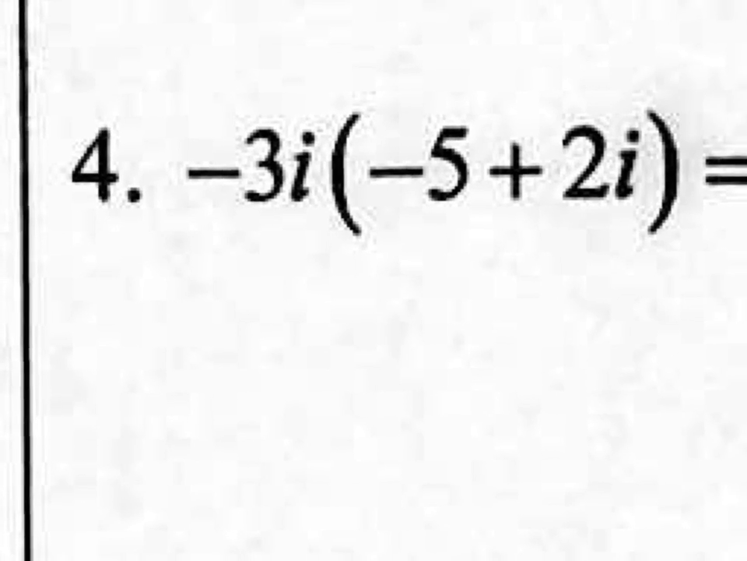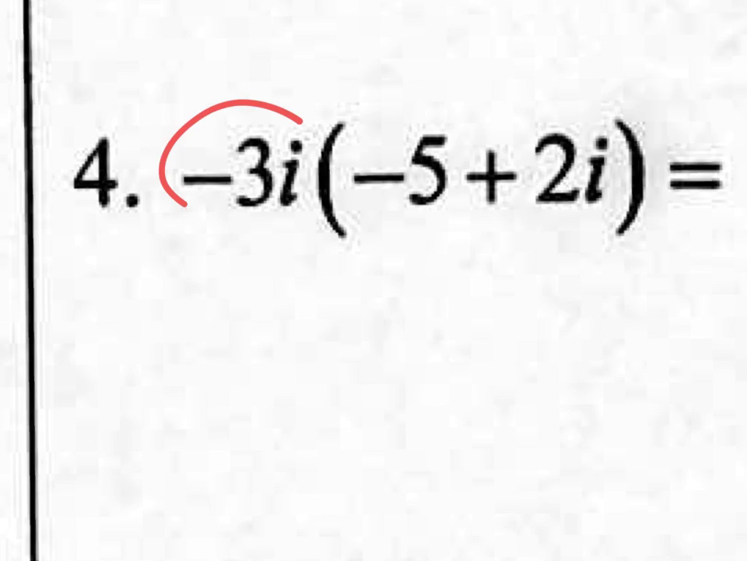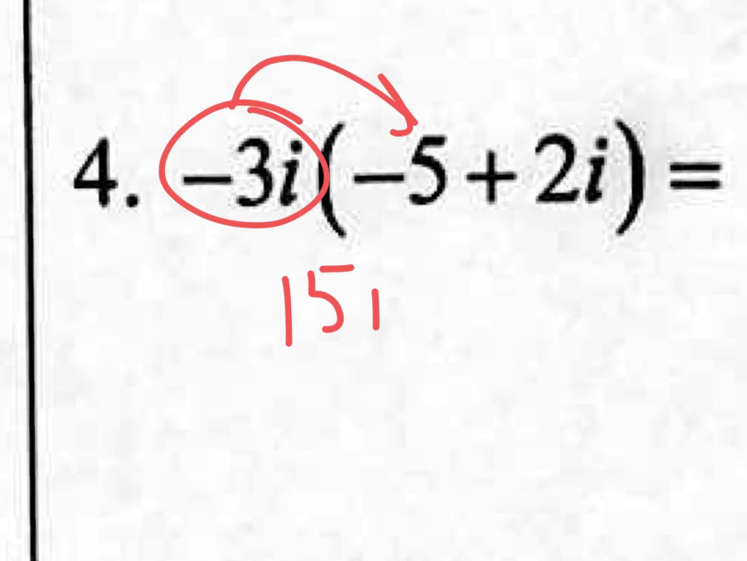Number 4, let's distribute. You're going to distribute this whole term. Pretend it's like a negative 3x. Let's go negative 3x times negative 5. That's going to be a positive 15x, but in this case, 15i. Everybody knows that. How about negative 3i times a positive 2i?